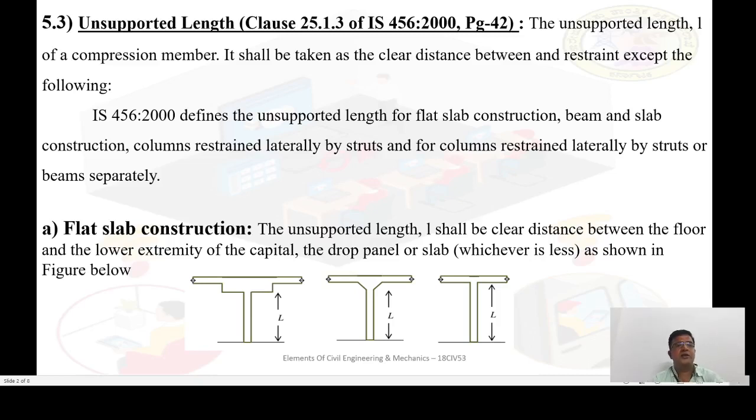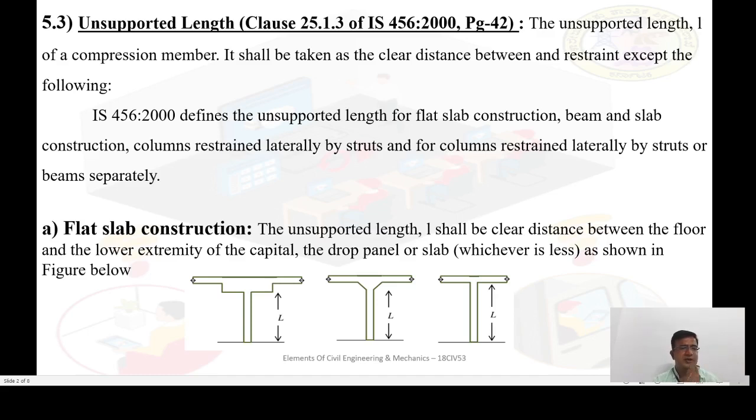Hello students, in the second session we are going to discuss the unsupported length. As per clause 25.1.3 of IS 456:2000, on page 42, it is clearly mentioned that the unsupported length L of a compression member shall be taken as the clear distance between the restraints, except in the following cases.